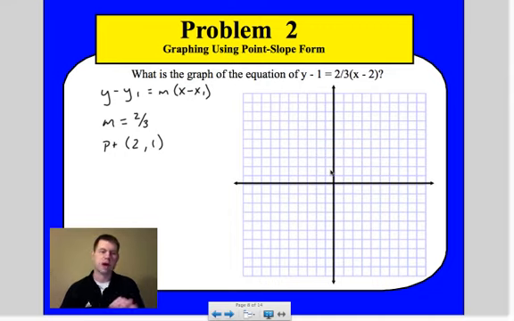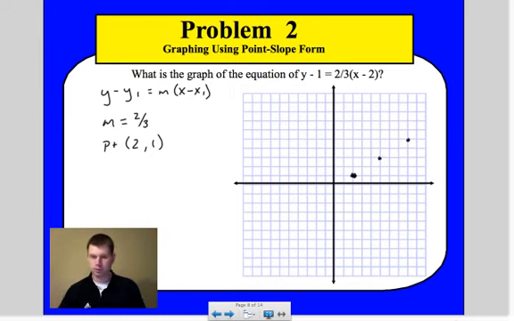So what we're going to do when we go to graph these is we're going to plot our point first this time. So I'm going to go over and plot (2, 1), and then what I'm going to do is rise over run. Slope is rise over run. I'm going to rise 2, run 1, 2, 3. Rise 2, run 1, 2, 3.